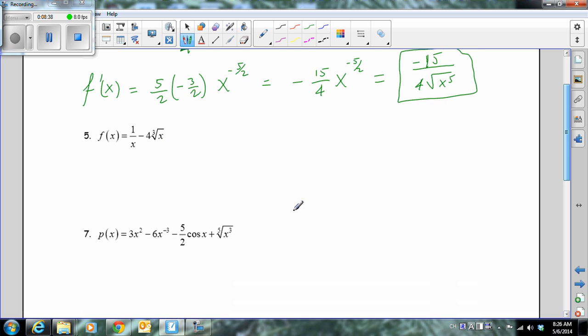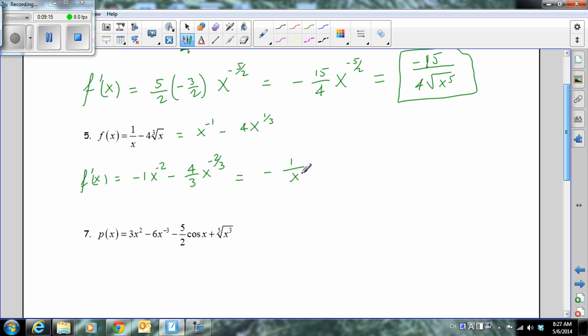Number 5 says f of x is equal to 1 over x minus 4 cubic root of x. I will rewrite this one as x to the power of -1 minus 4x to the power of 1/3. So f prime of x in this case will be equal to -1x to the power of -2 minus 4/3 x to the power of -2/3. The way I'm finding this exponent is just by subtracting 1 from the original one.